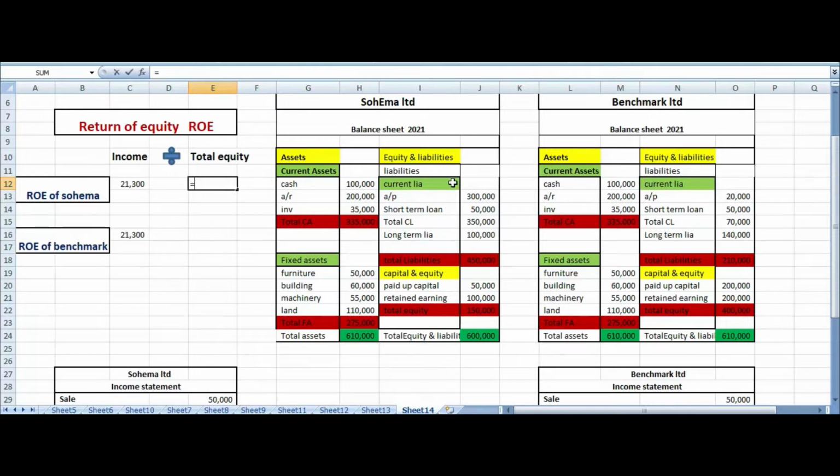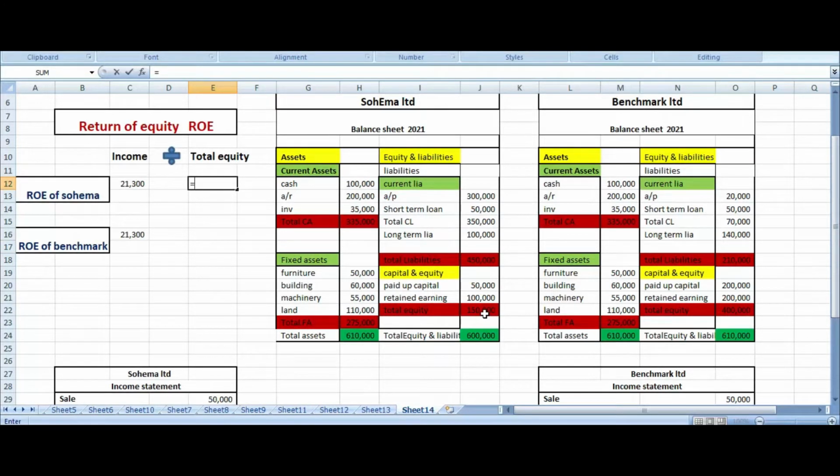So the total equity of Soima Limited is 1,50,000. This is the amount which is invested by the owners. Okay, so equity means the amount which is invested by the owners, and the amount of benchmark is 4 lakh rupees. So in Soima Limited, owners have invested 1,50,000, and in benchmark, owners have invested 4 lakh rupees in the business. So now we will see their return on equity.